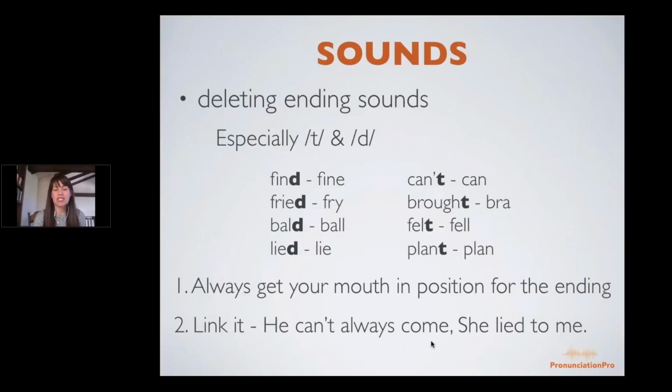So say these sentences for me and link it to the next word so that we're getting that sound in place and moving into the next word. Okay, let's see. Which sentence? The number one, number two? So number two, starting with he. Oh, okay. He can't always come. She lied. So we're gonna do that sentence again and just get a nice flow between can't always come. He can't always come.